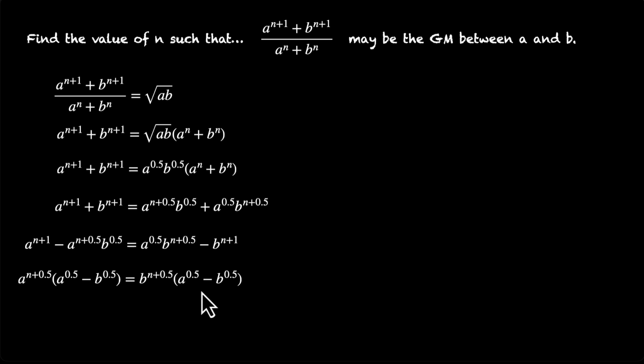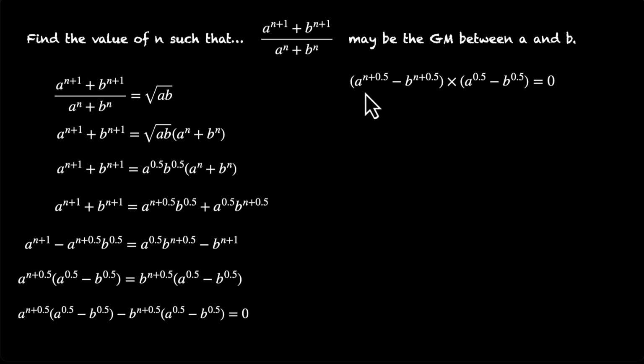But we have to be careful, we can't just cancel these terms. A more mathematically accurate way would be to bring both of them on the same side. So let's do that. We get this minus this. Now we can take a to the power half minus b to the power half common, and we get a to the power n plus half minus b to the power n plus half times a to the power half minus b to the power half equals to 0.